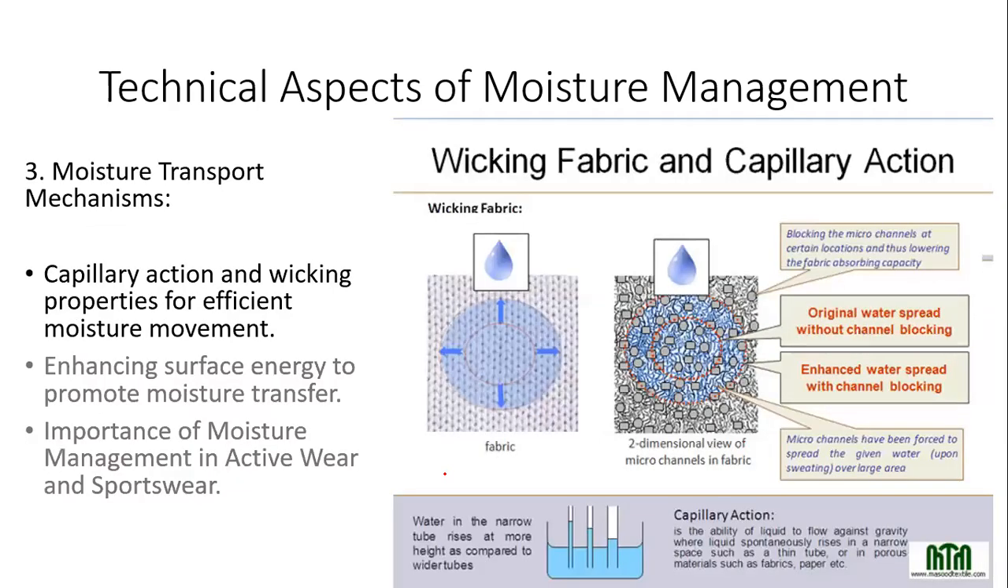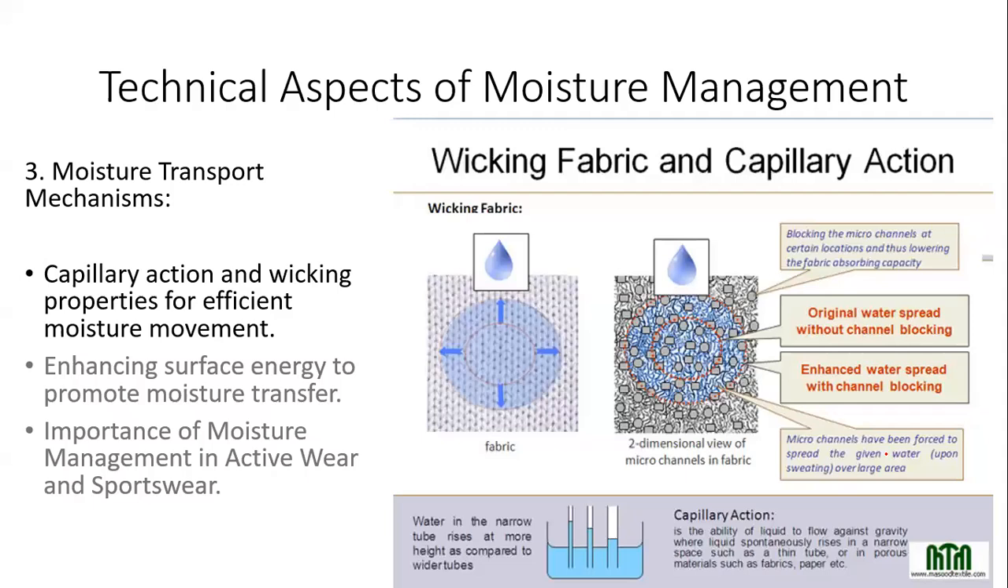And this is one of the very important areas and many research has been done in this third pillar. That is the moisture transportation mechanism. So if you look into capillary action and wicking properties, these are different developments that they have done. They have developed structures which block the microchannels at a certain location. So therefore it will lower the fabric absorption capacity from the outside, and the water spreads differently than without channeling or blocking. It will enhance the water spreading with the channel blocking. So therefore, it can get evaporated faster.